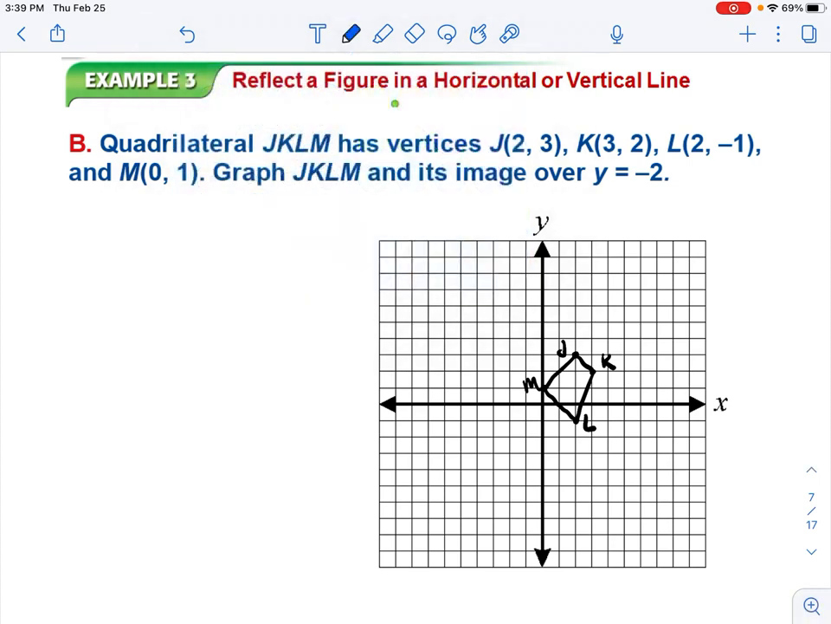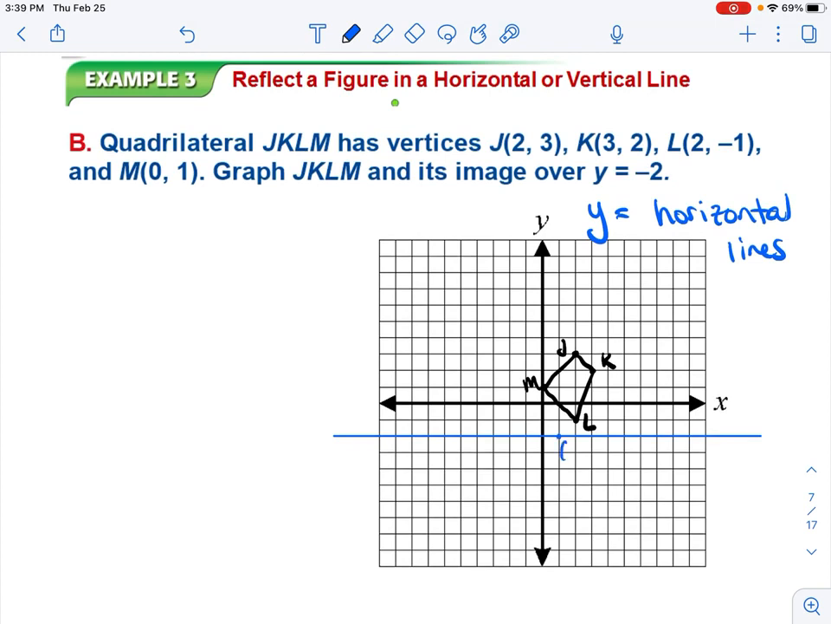This time we have the line of reflection y equals -2. And we know that y equals is a horizontal line. That is because this is over 1, -2. This is over 8, -2. The y's are always -2. That is why it is where it is.